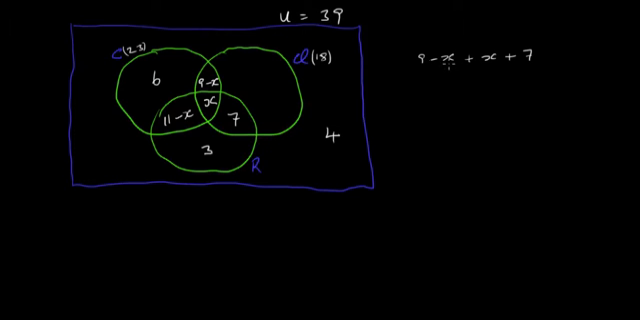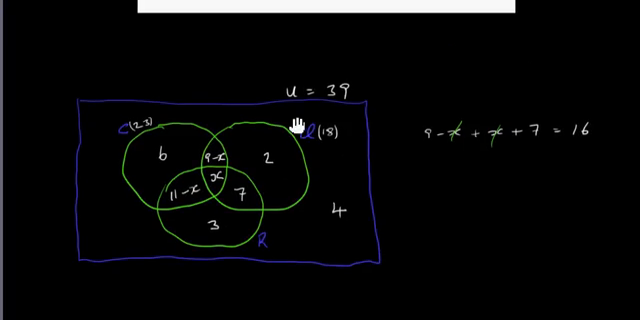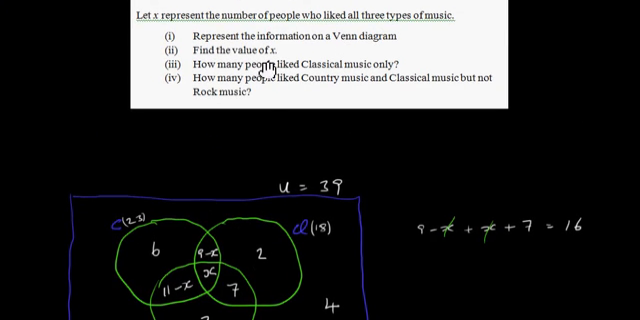So 9 minus X plus X will just give me 0, and I'll just be left with 9 plus 7, which is 16. So in other words, if we add these 3 sections here, we get 16, which means there must be 2 people in here to bring us up to 18. These 3 sections plus this section should give me 18. So we have all sections worked out now at this stage. Now, the first question here is, after representing on a Venn diagram, find the value of X.